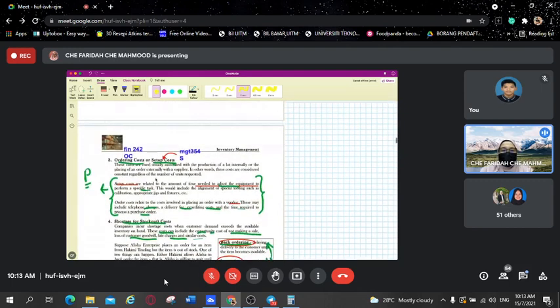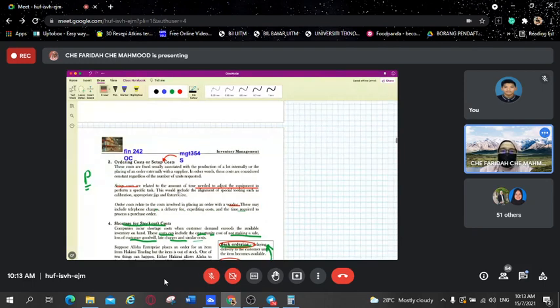Just one point I want to remind you. In operations management, in the formula, we are replacing ordering cost with setup cost. Setup cost is actually the cost that we have to prepare in order to perform or to produce the materials or the product. This is where we need to make adjustments to the equipment to do certain things.